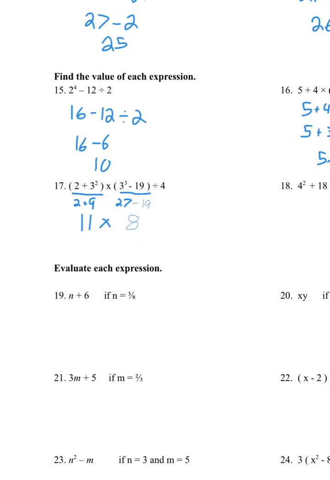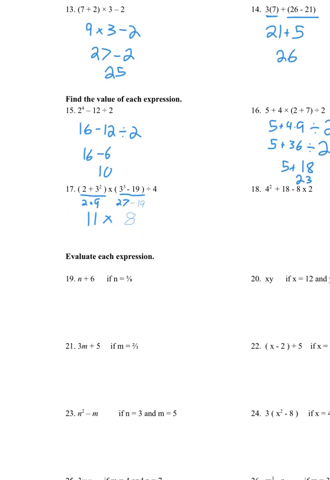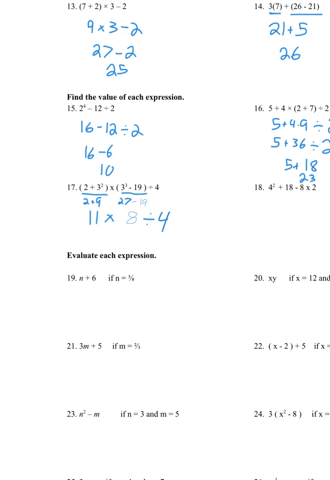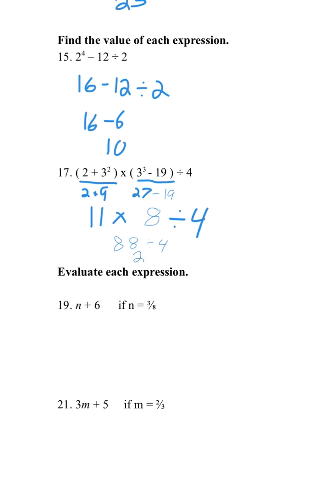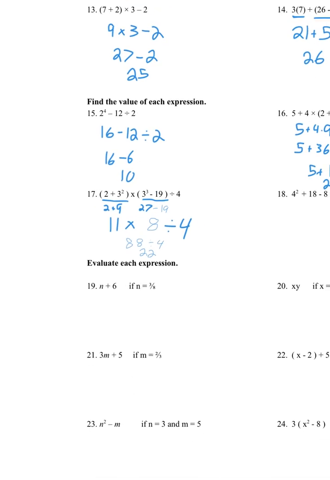Okay. So now we have 11 as the value of that first parentheses, 8 as the value of the next, and divided by 4 at the end. So now we're working left to right. 11 times 8 is going to be 88. And then we can divide that by 4 to get 22 as our answer.